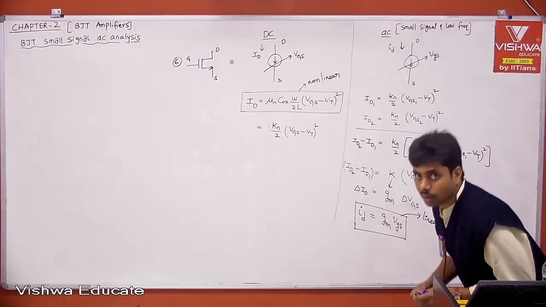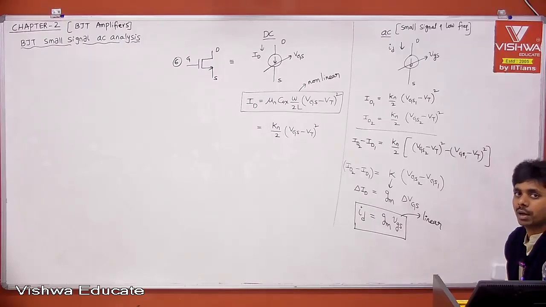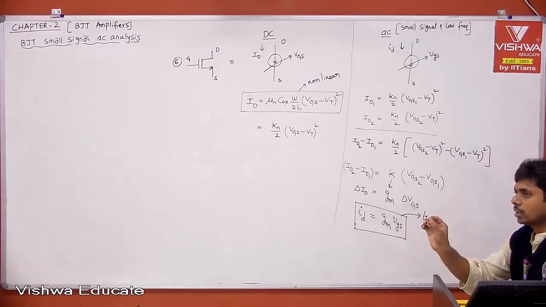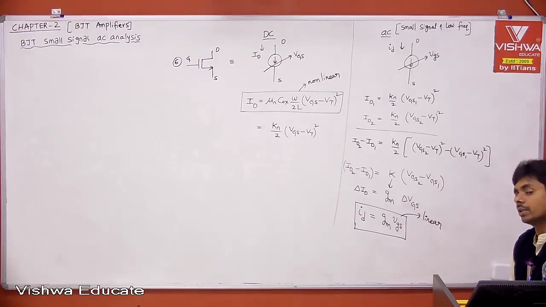You will understand why it is small signal and why it is for low frequency. Okay, but you need to give me some time until we complete the BJT amplifier and MOSFET amplifiers. Then you will understand why it is small signal and why it is only for low frequency. Low frequency means the signal amplitude should not change very quickly with respect to time. If it is changing quickly, that is called high frequency.